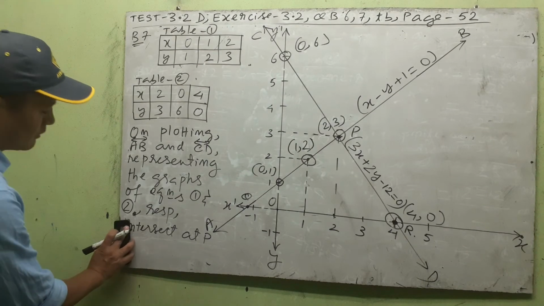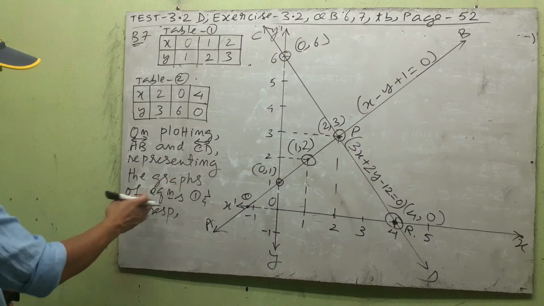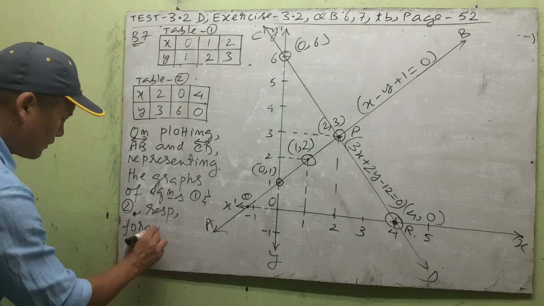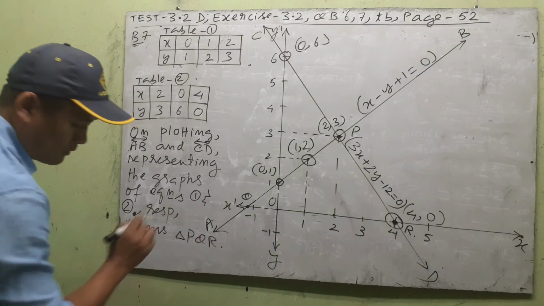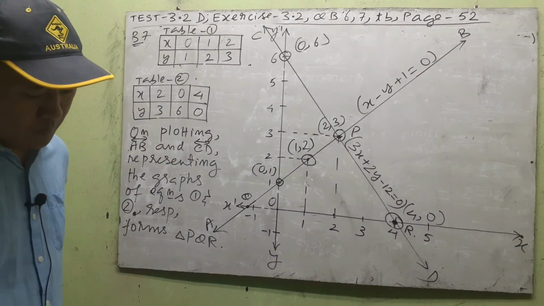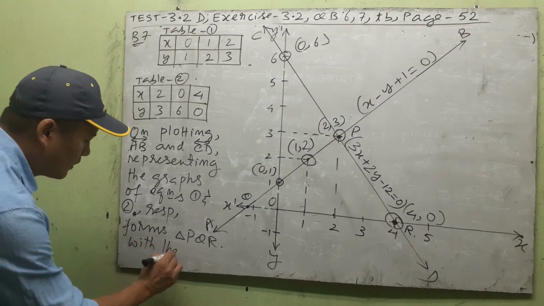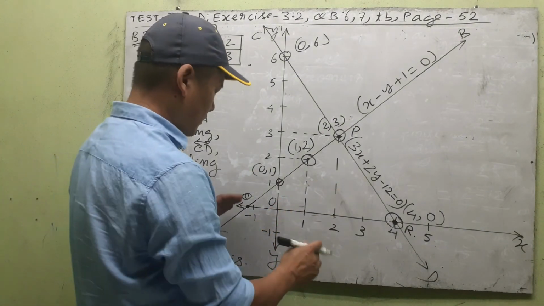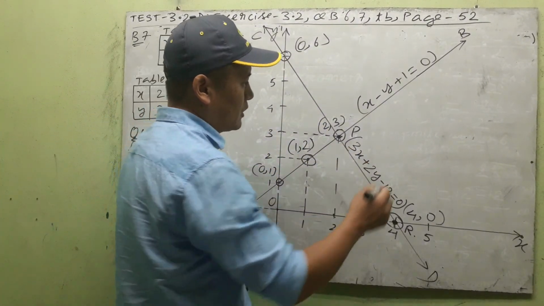Okay, we don't need to mention this. Respectively, graphs of equations 1 and 2 respectively form triangle PQR with the x-axis. Full stop. So you can write down this one on your graph paper. The rest you can write on your plain copy. So write and continue on your plain copy.